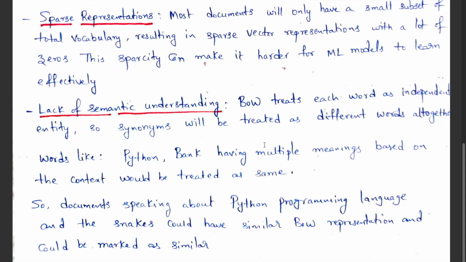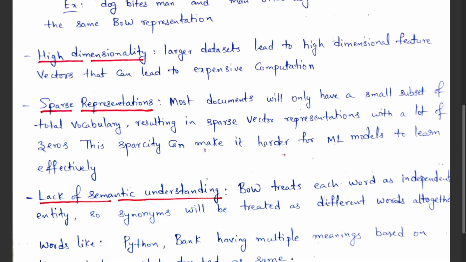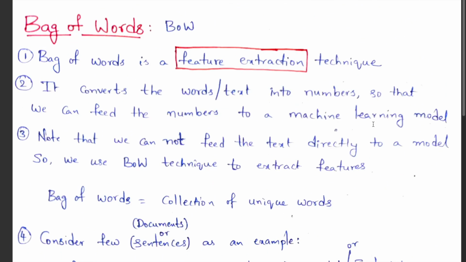So these are the disadvantages of the bag of words technique. It's a simpler technique that we can use to quickly do some testing on the corpus and see how the results are, and improve upon it using some more advanced techniques like TF-IDF and other feature extraction techniques like word embeddings, which we'll cover in future.